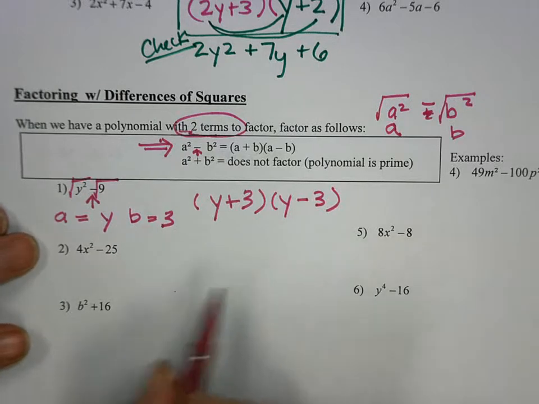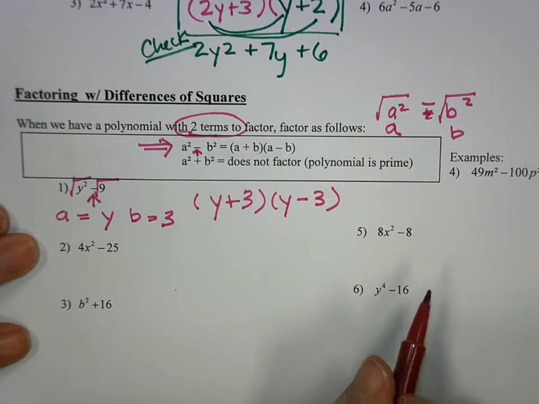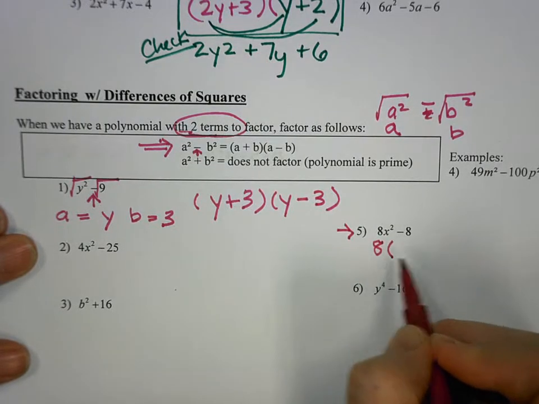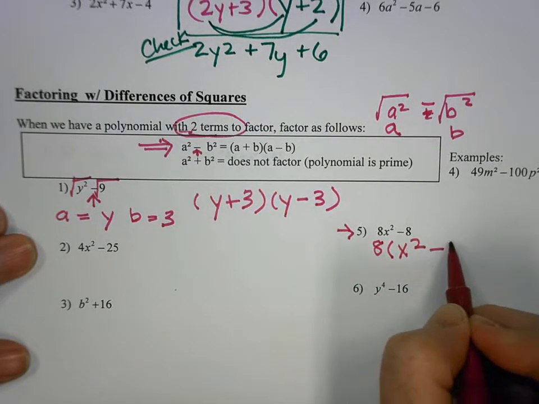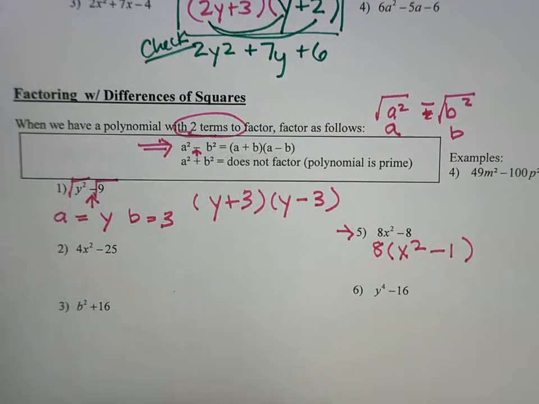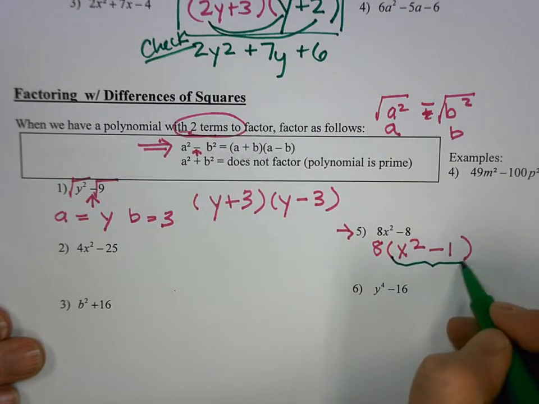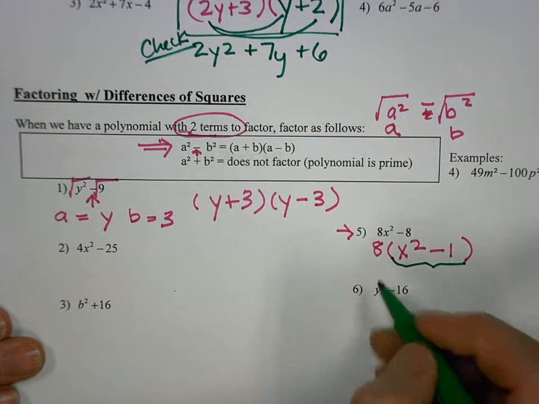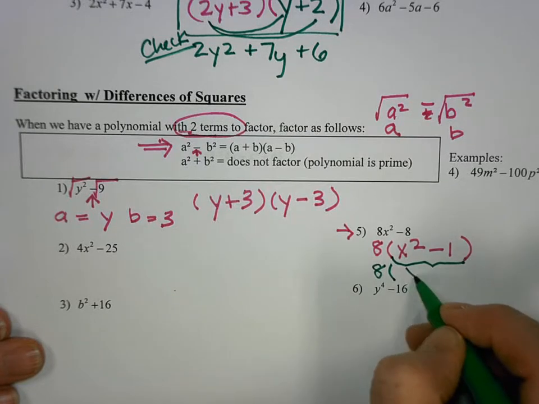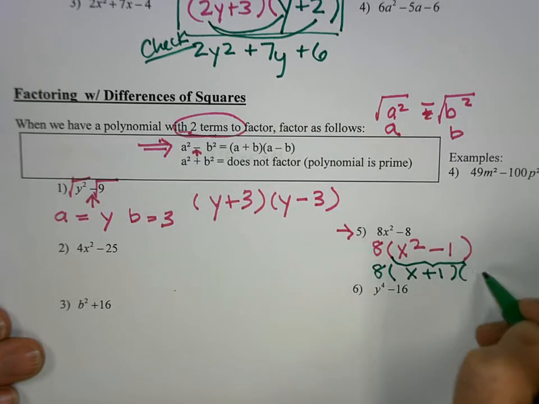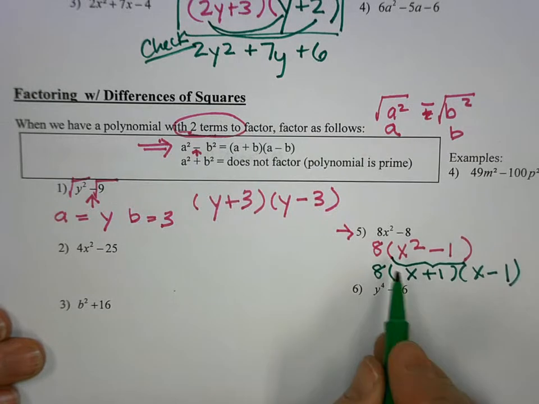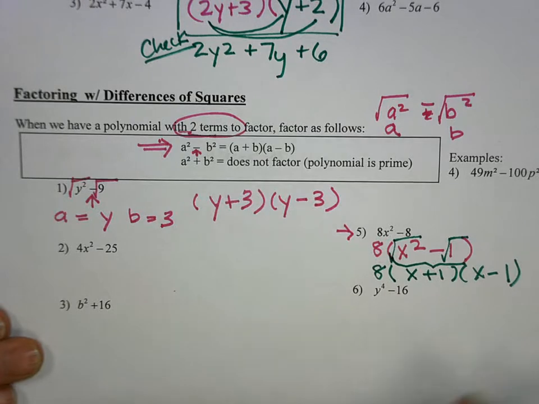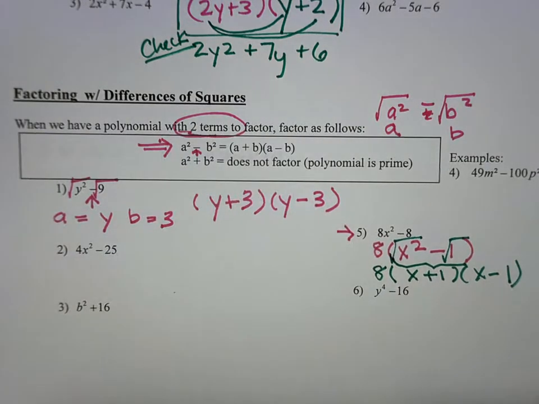So you have several more problems to work on. Remember that sometimes you need to factor out a greatest common factor first. I can take out an 8, and I'm left with x squared minus 1. But I still can factor this using the difference of two squares. This will give me 8 times x plus 1 and x minus 1, because the square root of x squared is x, the square root of 1 is 1. So that's factoring the difference of squares.